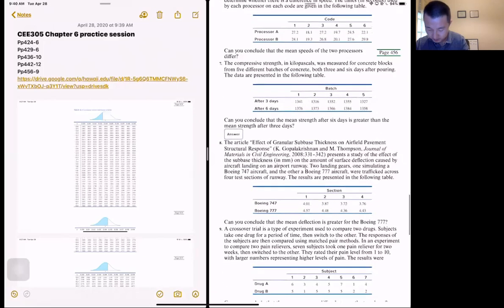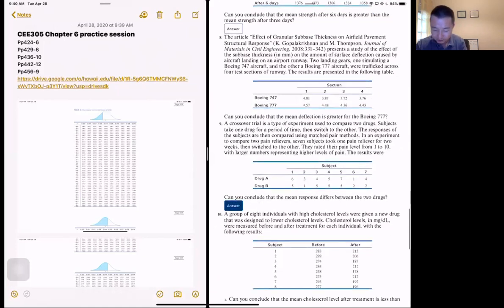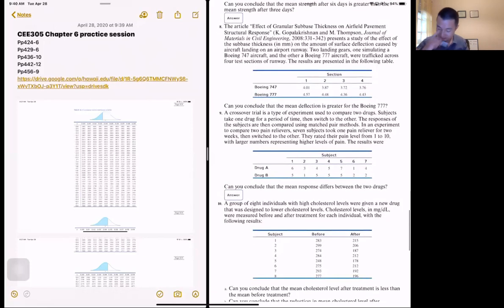Question number 9. Okay, so look at these questions. We're gonna have a table. All right, so a crossover trial is a type of experiment used to compare two drugs. Subjects take one drug for a period of time and then switch to another. The responses of the subjects are then compared using the matched paired method.